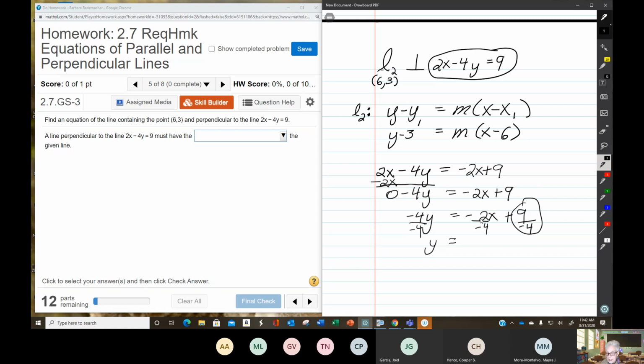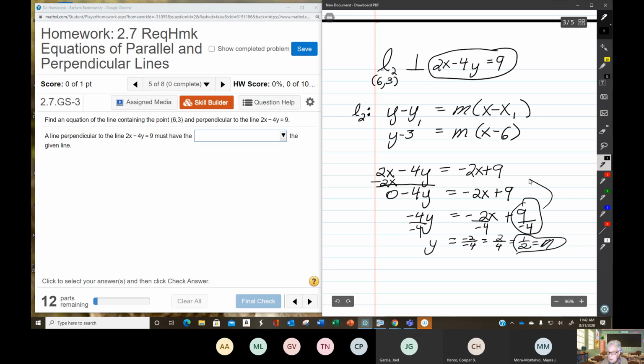The slope of this line is going to be negative 2 over negative 4, which is positive 2 over positive 4, which is 1/2. Okay, that's going to be the slope of this line. And I don't really care what that is.